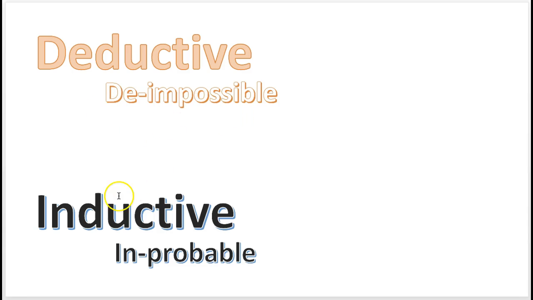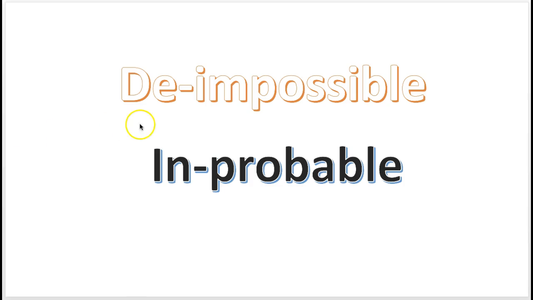Now, a memory thing that I use, which you may want to use, is deductive for de-impossible. It's impossible reasoning. Or inductive, improbable. De-impossible, improbable. Yeah, so just remember that. I know it's funny.